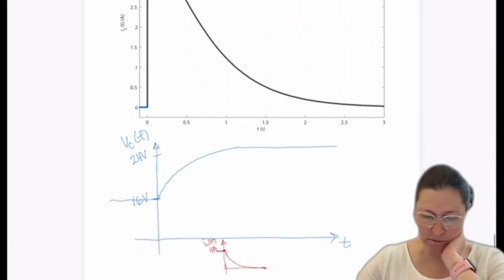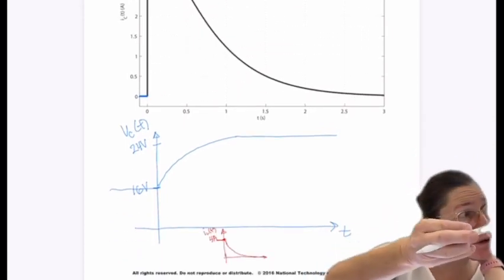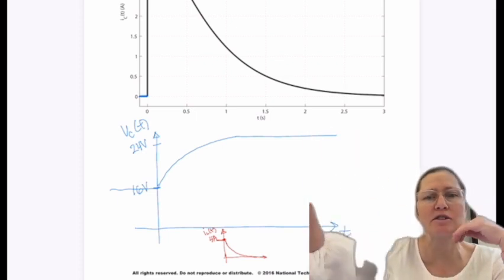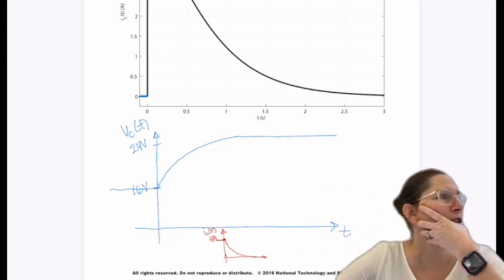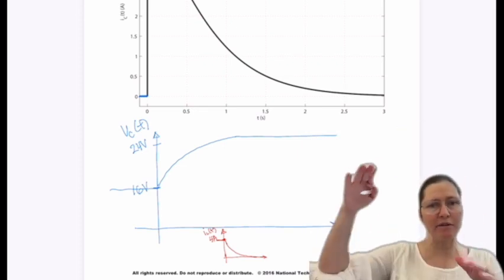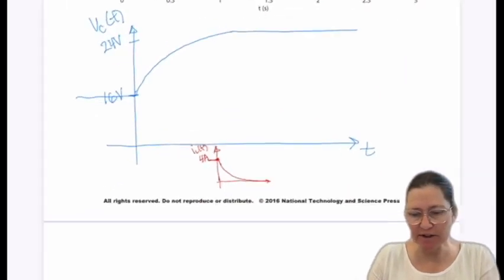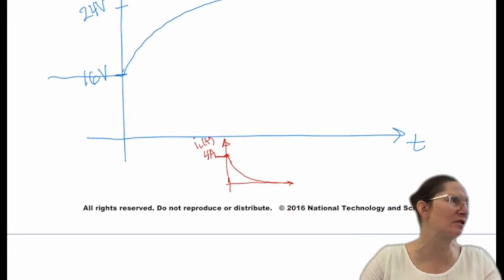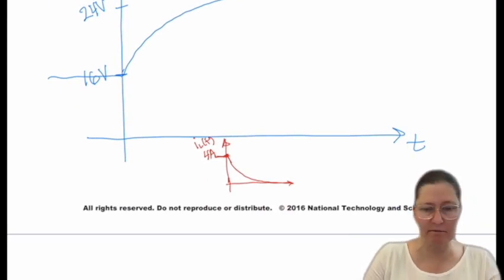For that capacitor voltage, like you were asking about, it starts out at 16, and then it charges up to 24. And then it's an open, but it doesn't go any higher than the 24. So that's the graph of what it looks like for the VC, and the IL starts at 4 amps and then discharges to 0. So it looks like those graphs.